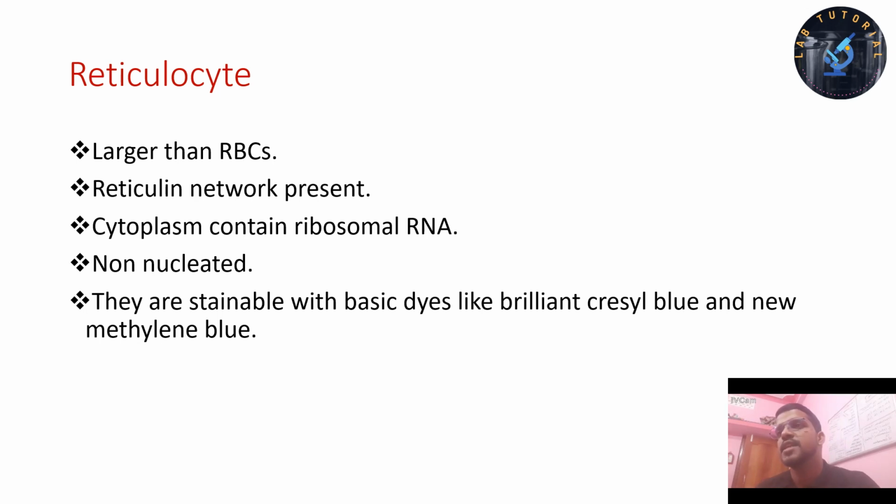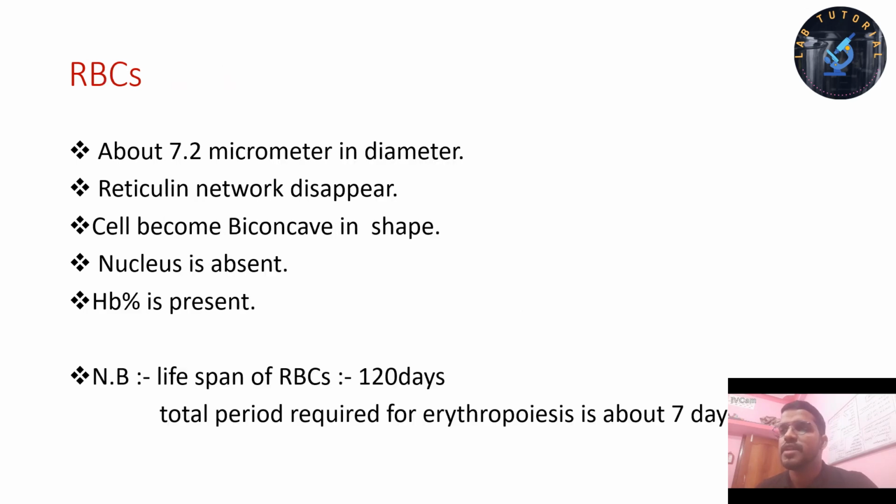Then the next stage is reticulocyte. Reticulocyte is slightly larger than the RBC. It has a reticular network. Cytoplasm also contains ribosomal RNA. It is a non-nucleated cell. They are stainable with basic dyes like brilliant cresyl blue and new methylene blue, which is also known as the supravital staining procedure.